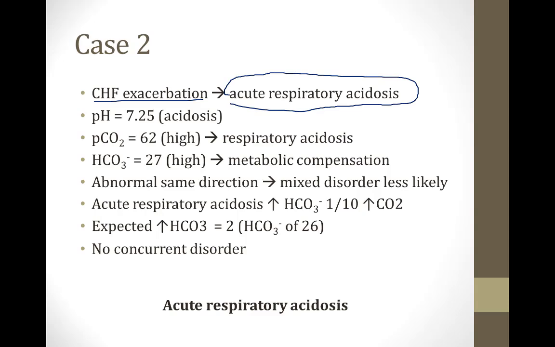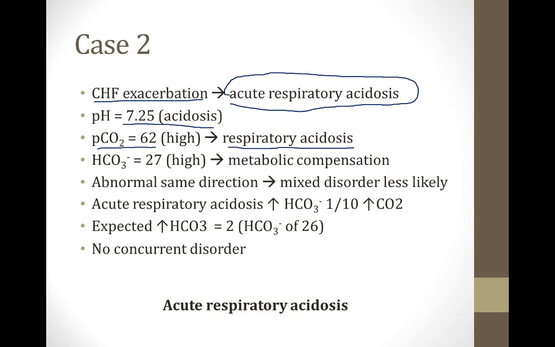Anytime there's a problem with breathing, whether it's heart failure or pneumonia or asthma, the disorder that you expect is a respiratory acidosis from retention of carbon dioxide. The pH is 7.25, so this is an acidosis, and then we go and look at the PCO2 and bicarb. The PCO2 is high at 62. Recall that normal is about 40, so this is a respiratory acidosis.